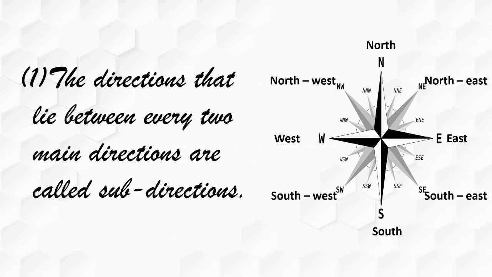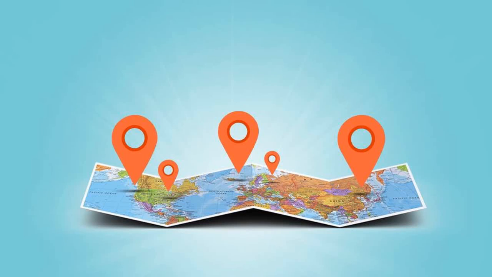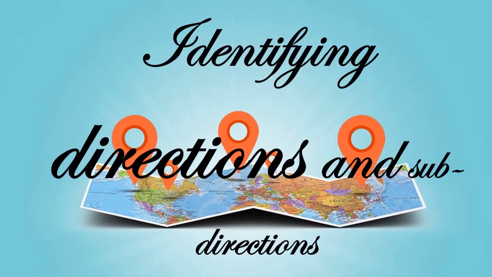You can see north and east. In between, the northeast is there. That is called a subdirection. East, south: southeast is a subdirection. South, west: southwest is a subdirection. West and north: northwest is a subdirection. Southeast, southwest, northeast, and northwest are the subdirections. So students, now let us identify the directions and the subdirections.